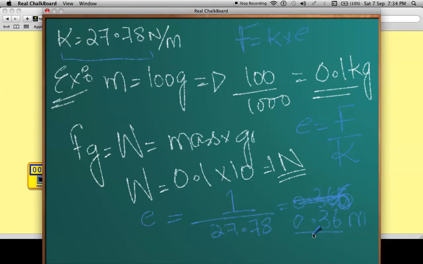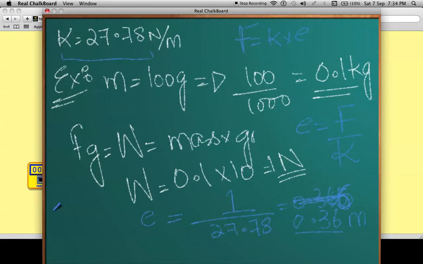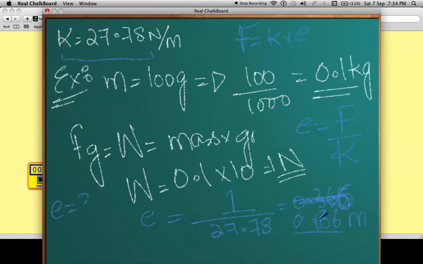Now let's convert this into centimeters because our scale here is in centimeters, so it would be easier for us. So our extension would be, multiply this by 100. I think this is 0.036. Yes, this is 0.036. So multiply by 100, it would give me 3.6 centimeters. So my original length is 30 centimeters and my extension is 3.6 centimeters.